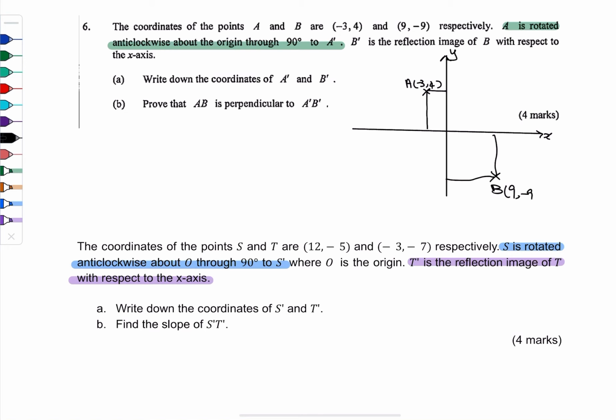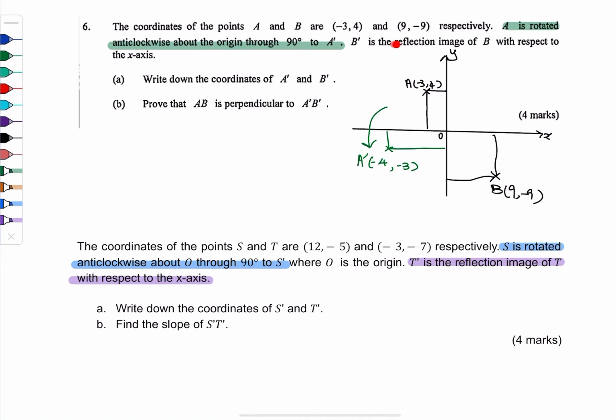9 and negative 9. And then A is rotated anti-clockwise, so to the left side. How many degrees? 90 degrees, so just one box. So it's just coming one box. So it becomes 4, 3 only. After writing the numbers, then you decide whether there's positives or negatives. Since this quadrant, everything is negative, so you write that. That's your new A. How about B?